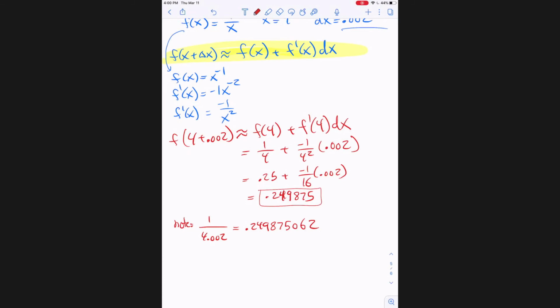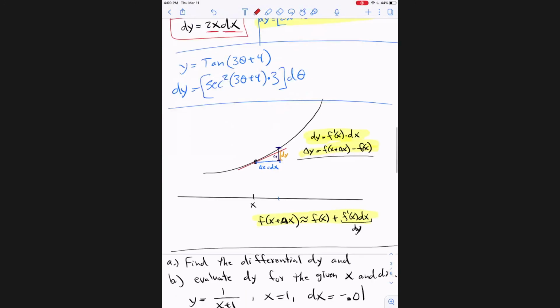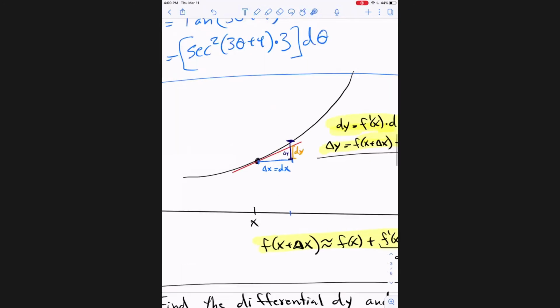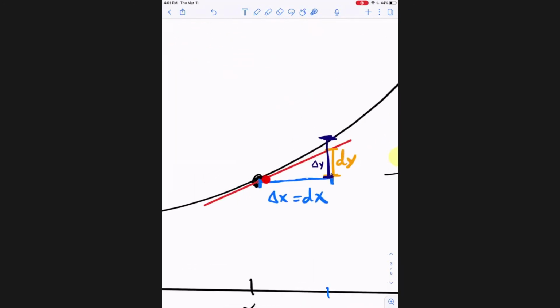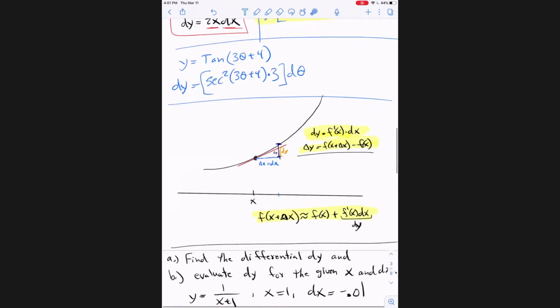So as long as, notice when I talk about this here, as long as your dx is small, and you see if your dx is small, the red line is very close to the black line. So you can't tell the difference right here. But when you go further out, then there's going to be a larger and larger error.